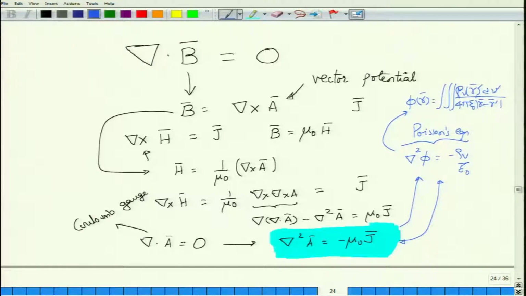So, I hope you can see this equation, otherwise you can refer back to the previous modules where we have discussed the formal solution of this Poisson's equation. Given the volume charge distribution in the space, the potential at any point r can be obtained by solving this triple or volume integral.